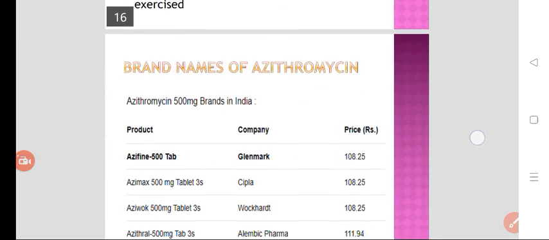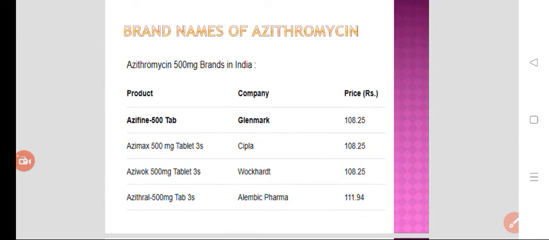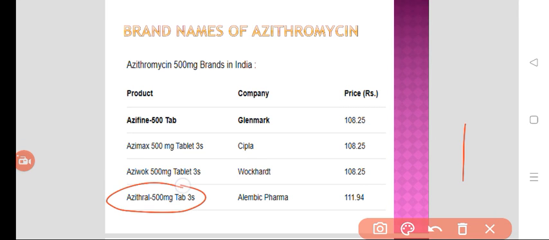Now the last thing that we all need to know: brand names of azithromycin. Azithromycin 500 mg brands: Glenmark, Azifine 500 mg tab, Azimax 500 mg, Azivoc, Wockhardt, Azimax, Cipla, Alembic Pharma. Azithral, manufactured by Alembic Pharma, is the most commonly used brand name. So these are the most commonly used brand names of azithromycin.